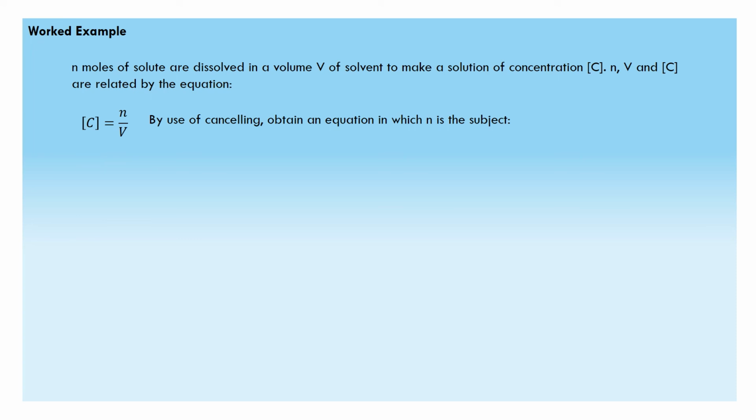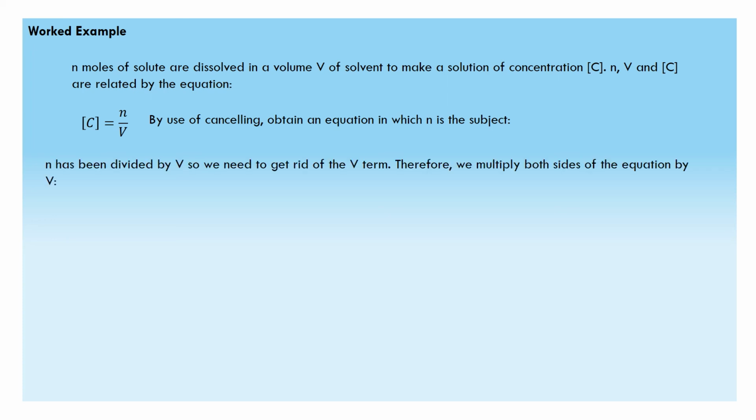Okay, let's have a look at another worked example here. n moles of solute are dissolved in a volume V of solvent to make a solution of concentration C. And n, V, and C are related by the equation C equals n over V. By use of cancelling, obtain an equation in which n is the subject.